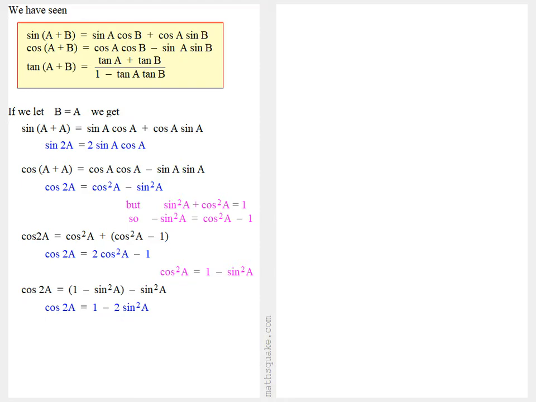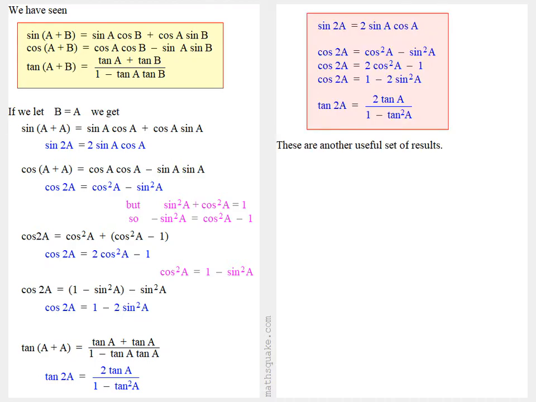By letting a equal b, we can also get the tangent of a plus a is equal to the tangent of a plus the tangent of a, all divided by 1 minus tan a tan a. This simplifies to the tangent of 2a is equal to 2 times the tangent of a over 1 minus tan squared a.